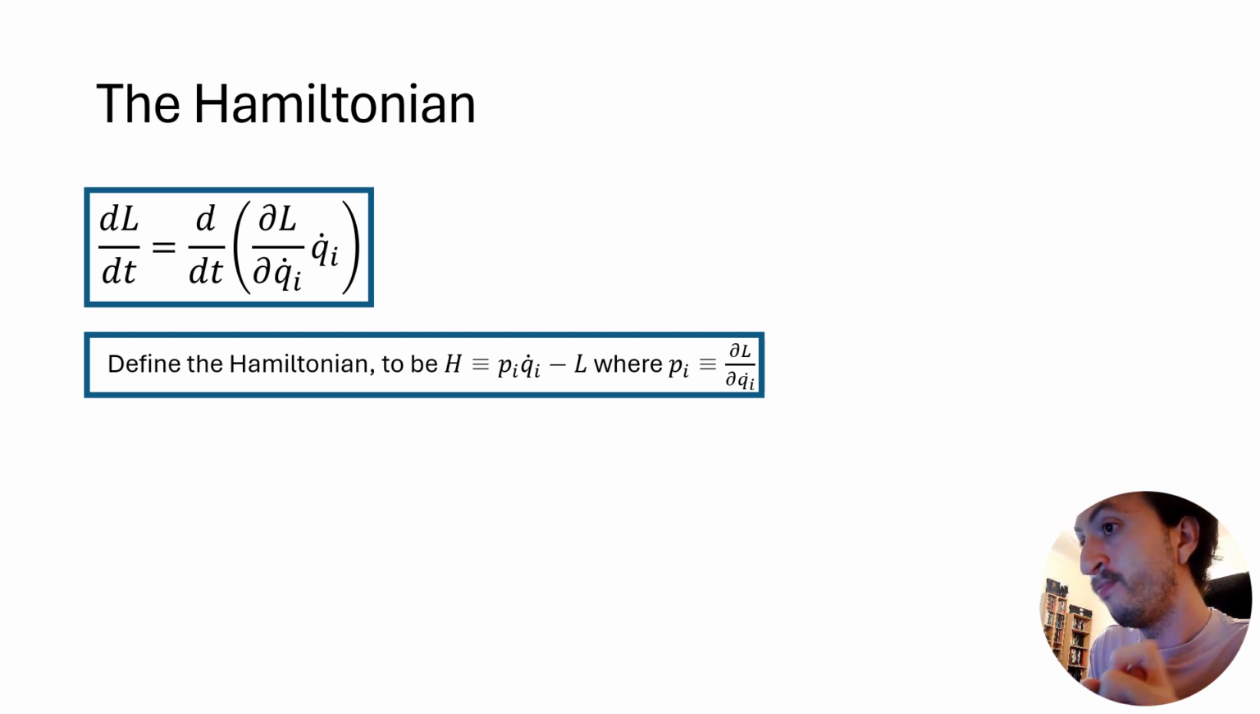So we define the Hamiltonian, which has the symbol H, to be generalized momentum times generalized velocity minus the Lagrangian, where generalized momentum is also defined. It's not just equal, it's defined to be the partial derivative of the Lagrangian with respect to generalized velocity. So it's how much the Lagrangian depends, if you like, on the velocity of the particle.